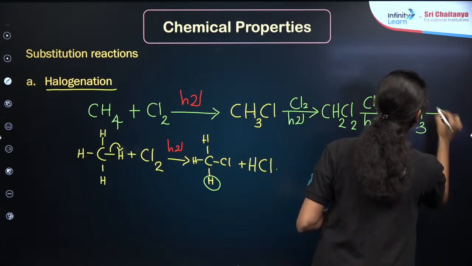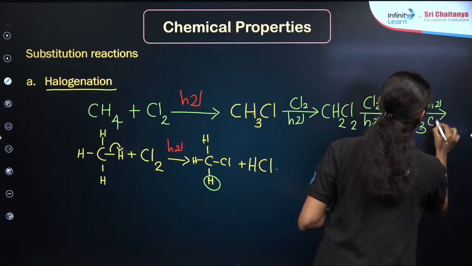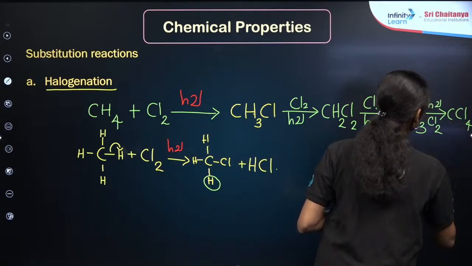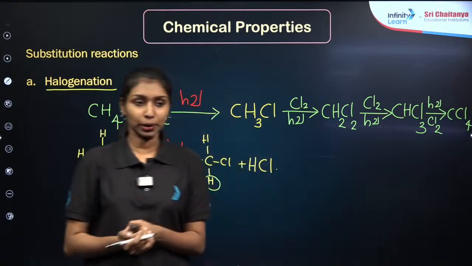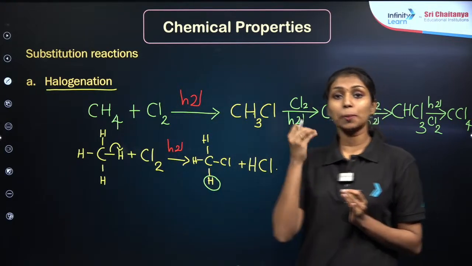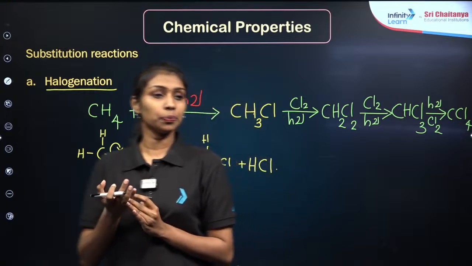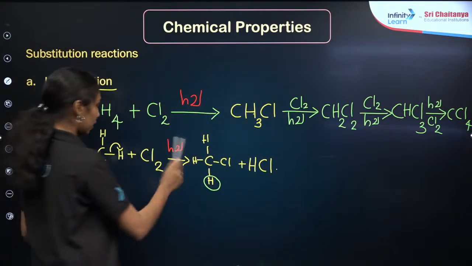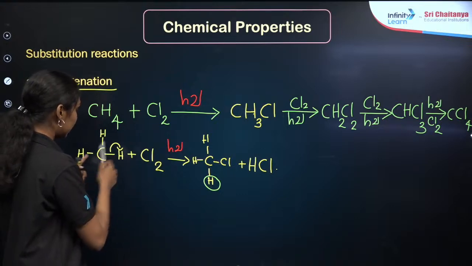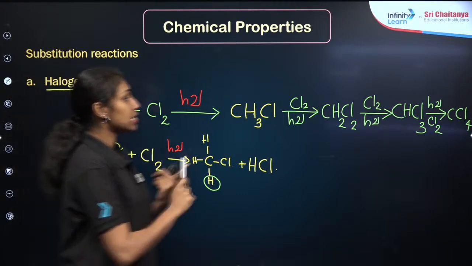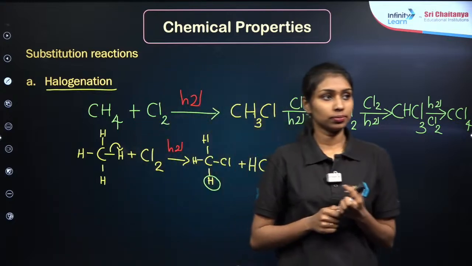At last, chlorine reacts with CHCl3 to form CCl4, carbon tetrachloride. The reaction continues till all of the hydrogen atoms are substituted by chlorine atoms. Clear? The first hydrogen atom is substituted, then the next one, then the third one, then the fourth one. Finally, it moves to CCl4. Clear?